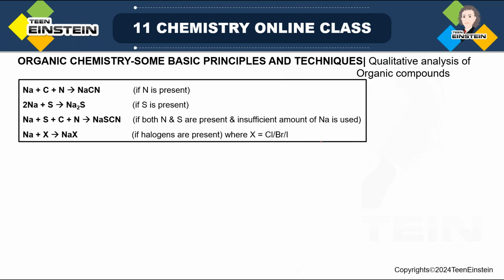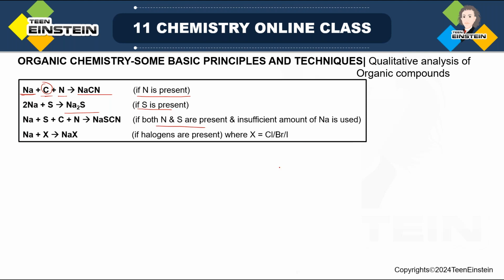Now, as you can see, after the sodium fusion test or Lassaigne test, sodium is interacting with the elements carbon and nitrogen, and it is forming sodium cyanide. So this will happen when nitrogen is present, and we need not say carbon separately because carbon will always be there, since we are talking about organic chemistry. Then if sulfur is present, we will get in the sodium extract the sodium salt of sulfide ion, Na2S.